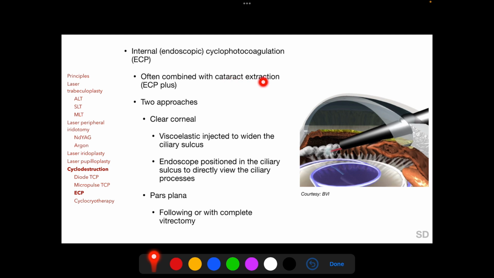Endoscopic or internal cyclophotocoagulation, also called ECP, as shown here in this diagram, is often combined with cataract extraction and is called ECP+. ECP can be done with two approaches: a clear corneal approach as shown in this diagram, in which viscoelastic is injected between the iris and the crystalline lens to widen the ciliary sulcus, and then an endoscope is positioned in the ciliary sulcus to directly view the ciliary processes. ECP can also be done through a pars plana route, but following or along with a complete vitrectomy.